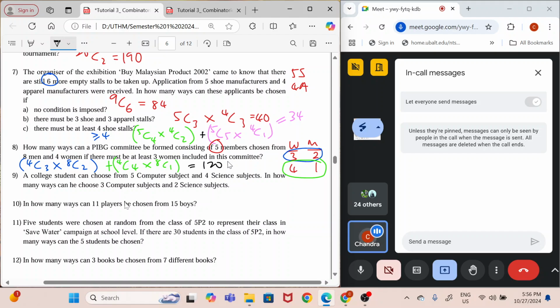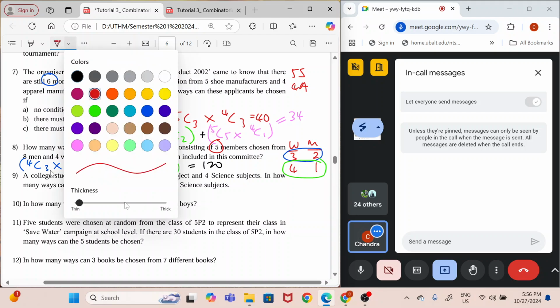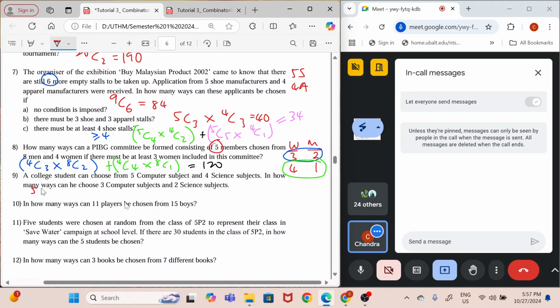A college student can choose from 5 computer subjects and 4 science subjects. In how many ways can he choose 3 computer subjects and 2 science subjects? Very easy. 5C3 times 4C2, you will have 60.